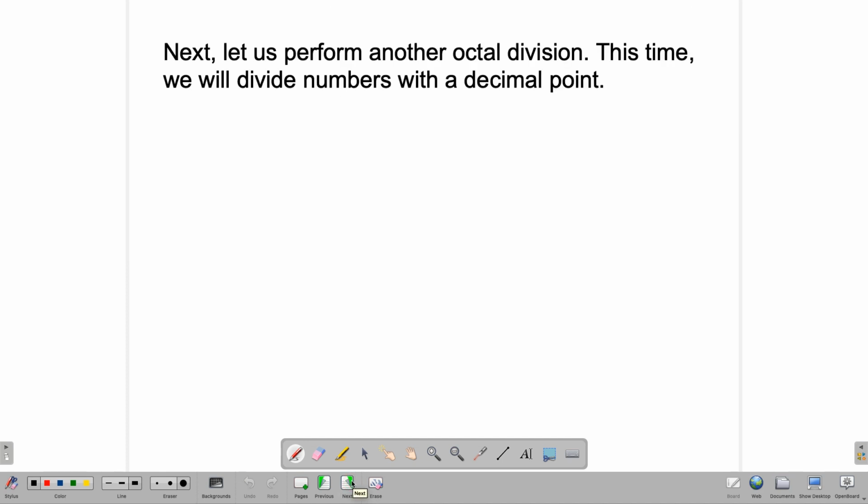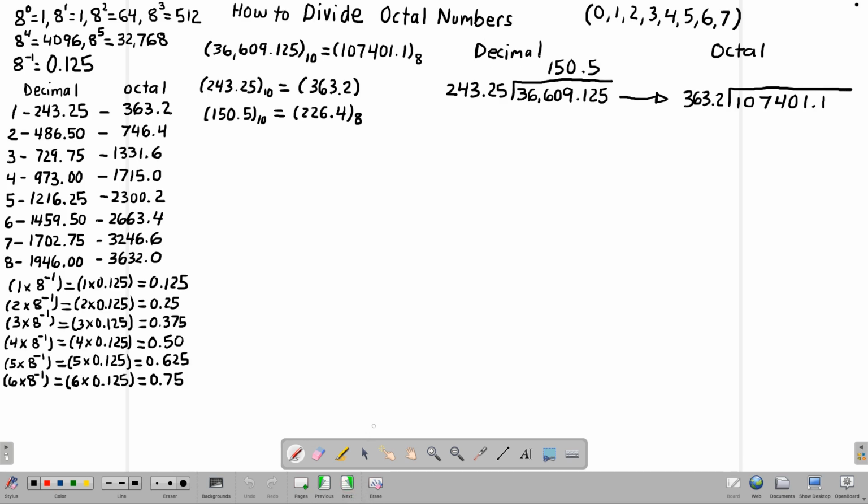Next, let us perform another octal division. This time we will divide numbers with a decimal point. Okay, once again we're going to divide octal numbers. For this example, we're going to divide the divisor 243.25 into the value, or the dividend, 36,609.125. Our expected quotient would be 150.5.